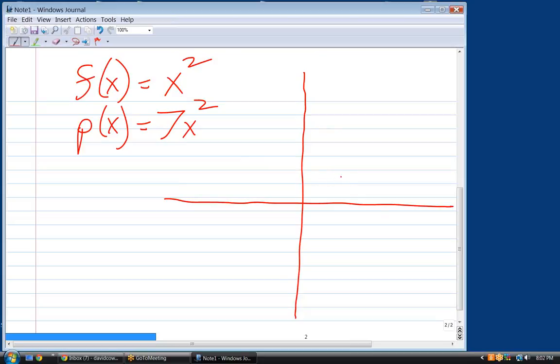What does the parent function look like? Well, we start with 0 as the vertex. Yeah, it's a parabola, basically like that. That's that function. What's the consequence of the 7 in front of the x squared? You have to multiply it. It's called a vertical stretch factor.